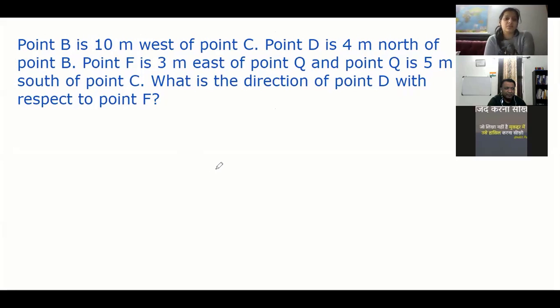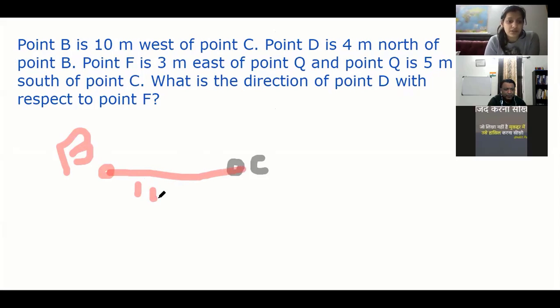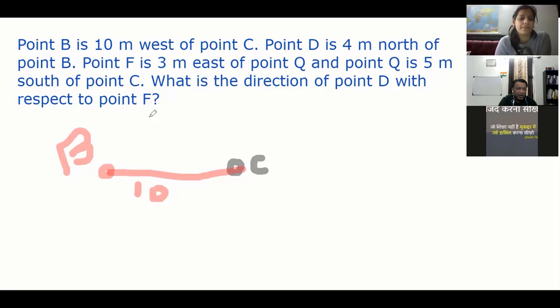So the first line says point B is 10 meter west of point C. So point C is in the middle. I took point C. West means towards the left side, right? So point B is 10 meters to the left. This is B. Okay, in this we don't actually need the distance, but fine. Point D is 4 meter north of point B. That means straight up from point B. So D will come up. This is D.